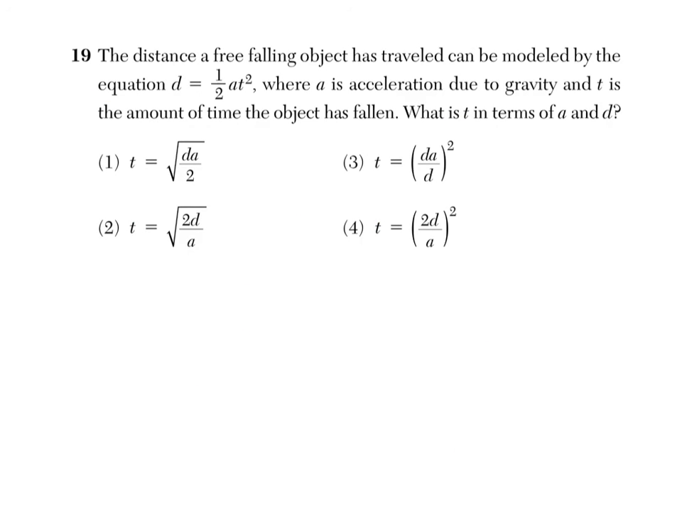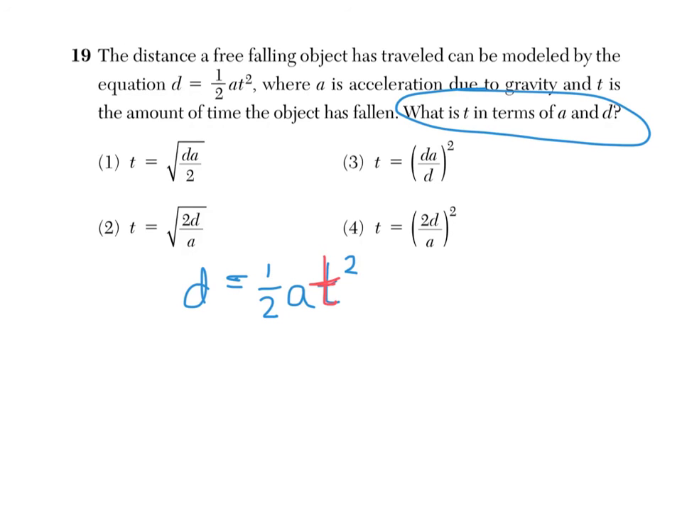Okay, the last one we're going to look at today is number 19 from test 4. The distance a free-falling object has traveled can be modeled by the equation d equals 1/2 a t squared, where a is acceleration due to gravity and t is the amount of time the object has fallen. What is t in terms of a and d? So we are being asked to solve for t in terms of, meaning a and d will be on the other side of the equation. So we want t alone, and we want a and d on the other side of the equal sign. Okay, so that's what this is telling us.